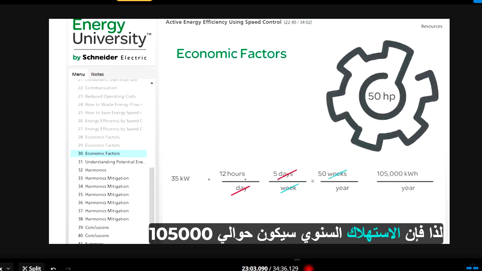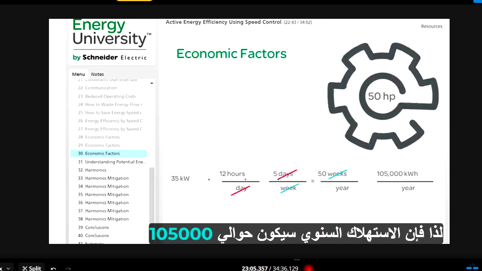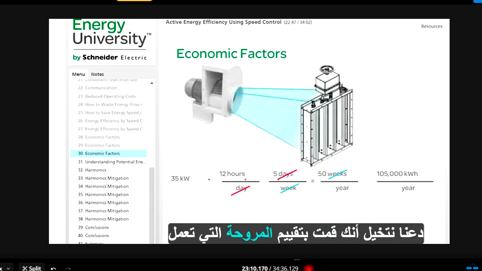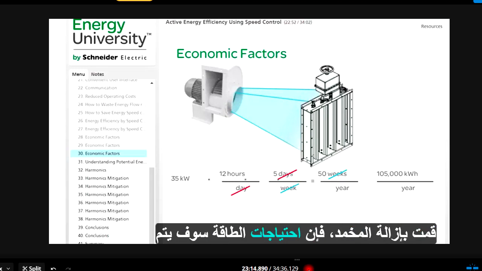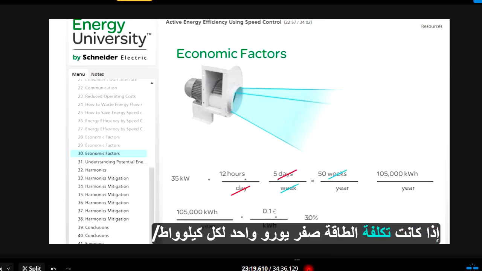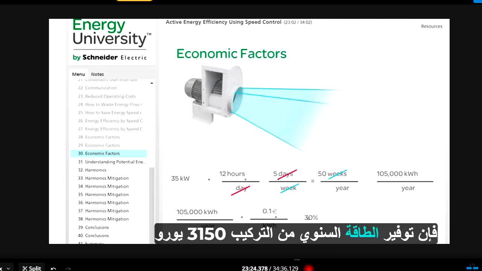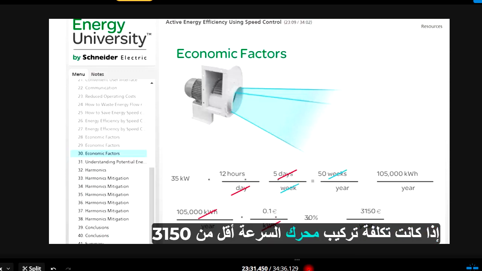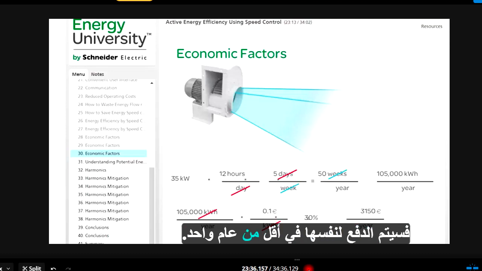So the annual consumption will be about 105,000 kilowatt hours per year. Let's imagine that you have assessed the fan powered by the motor and determined that if you remove the outlet damper, the power needs will be reduced by 30%. If energy costs 0.1 euro per kilowatt hour, the annual energy savings of the installation are 3,150 euro per year. If the speed drive installation costs less than 3,150 euro, it will pay for itself in less than 1 year.